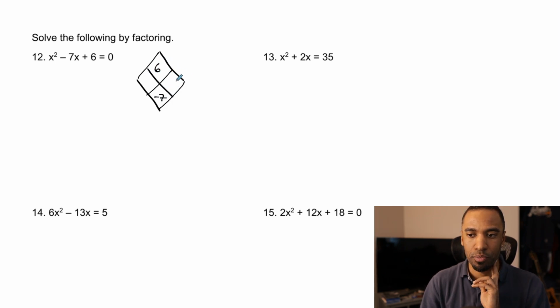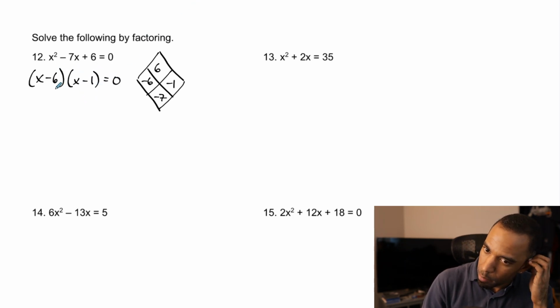Well, it's either negative 3 and negative 2 or negative 6 and negative 1. I know they're both going to be negative because positive product, negative sum. And those are my factors of 6. So either negative 3, negative 2, that's negative 5. Negative 6, negative 1, that is negative 7. So negative 6 and negative 1. So that becomes x minus 6 times x minus 1 equals 0.